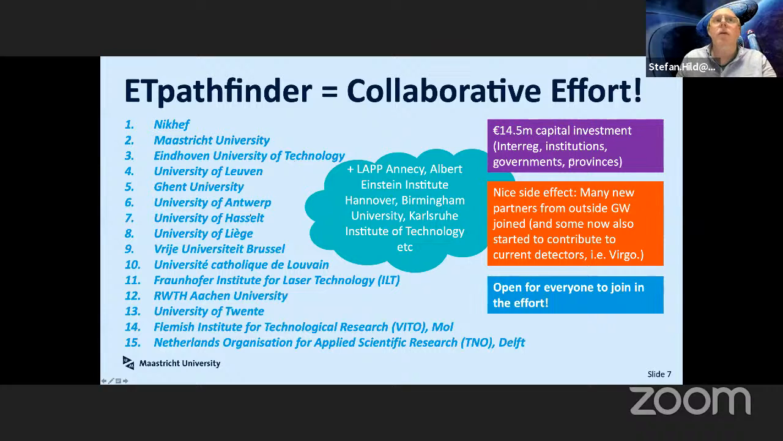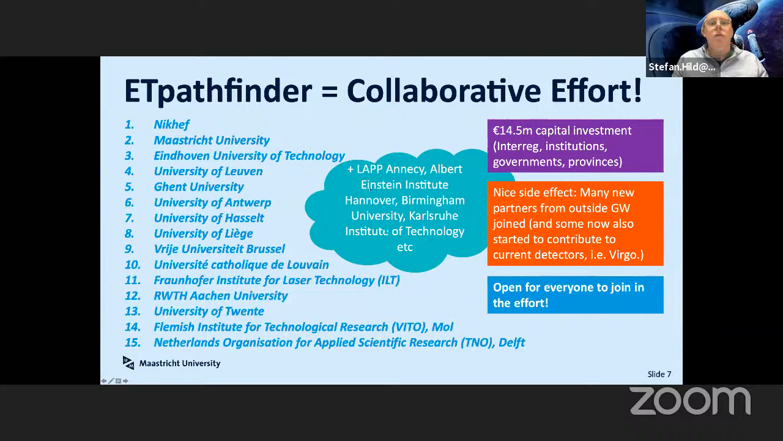You see that some of them joined the field through ET, but they are now also contributing to the current detectors and taking up roles in Virgo and so on. So it's really nice to see how ET is a magnet for the gravitational wave community, and also helps increase our efforts at the current detectors.